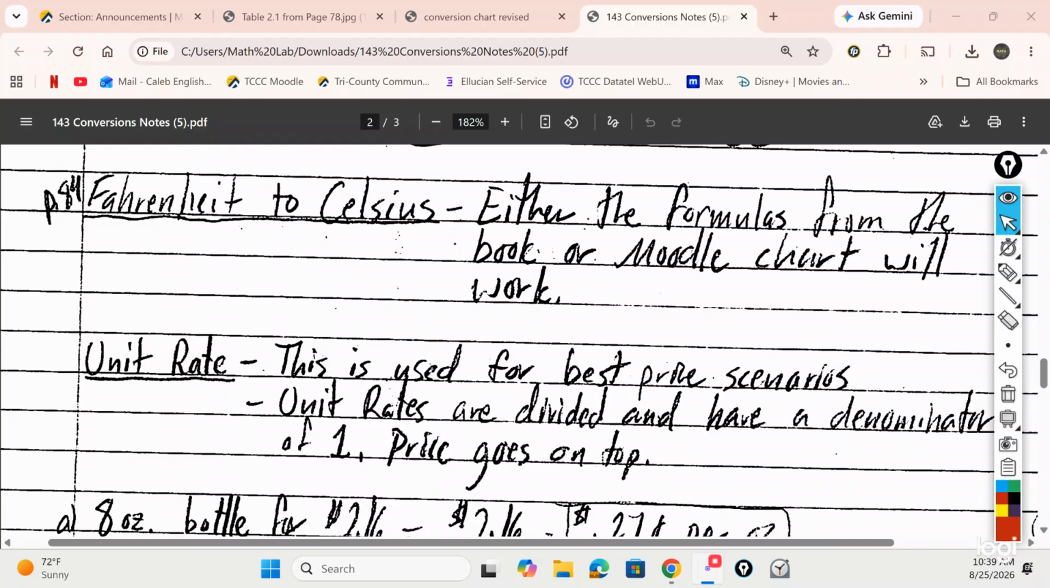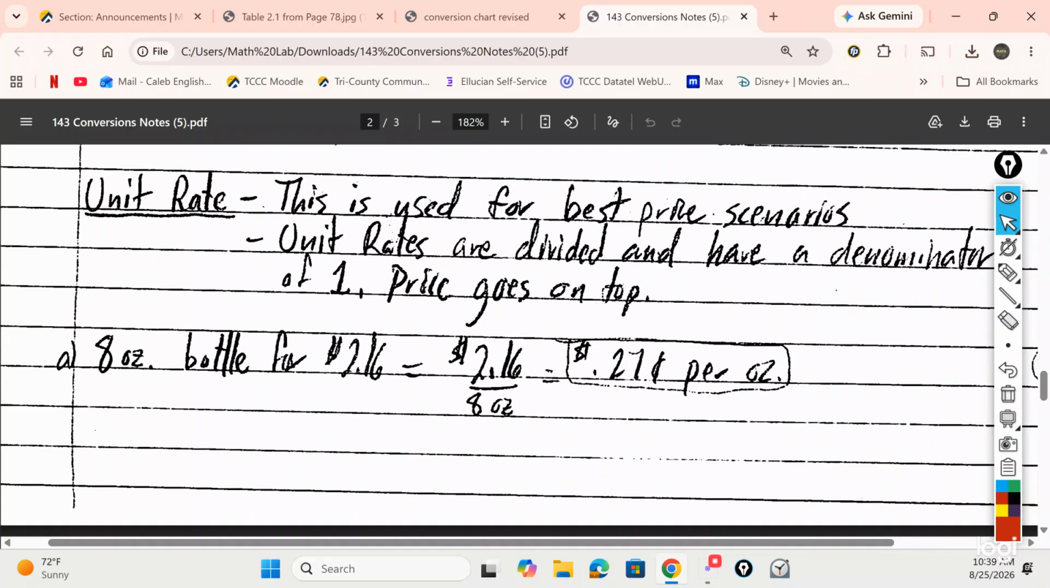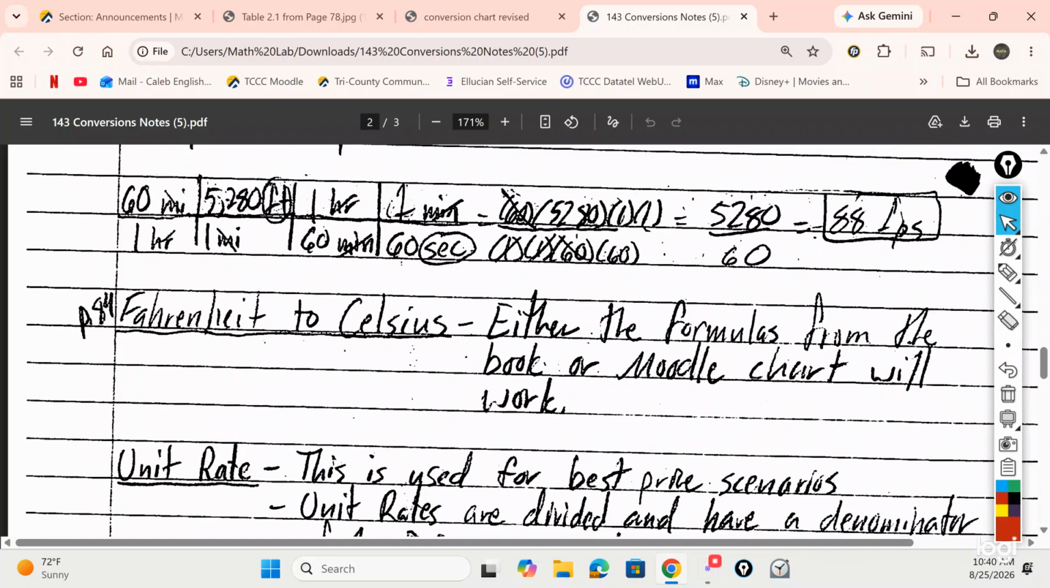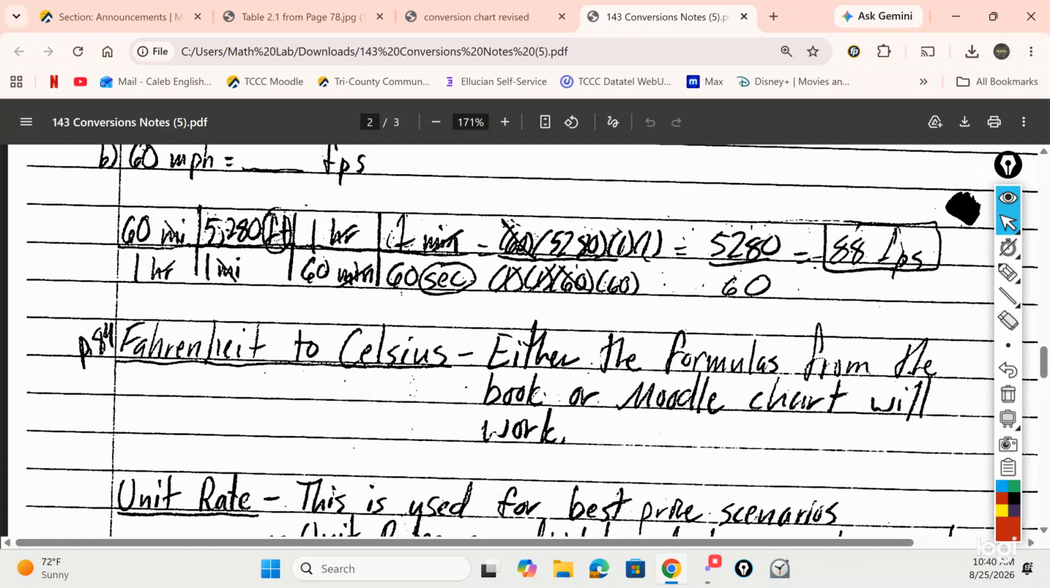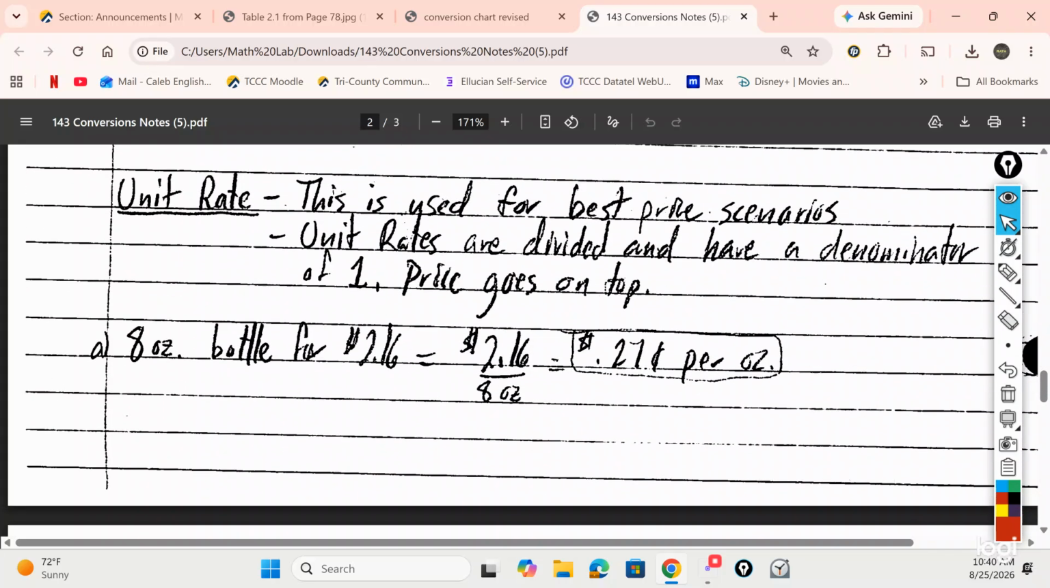Okay. So before we get too far into Fahrenheit and Celsius, one thing I wanted to come back and touch on is what a unit rate actually was. A unit rate is when you have a rate that has been divided top by bottom so that you've got a denominator of 1. For instance, if we go back to the answer we got a second ago, the 88 feet per second. This was 5,280 divided by 60 to get 88 over 1. We're just not going to show that one. All right, so that's what a unit rate is. It's a rate where the top has been divided by the bottom.